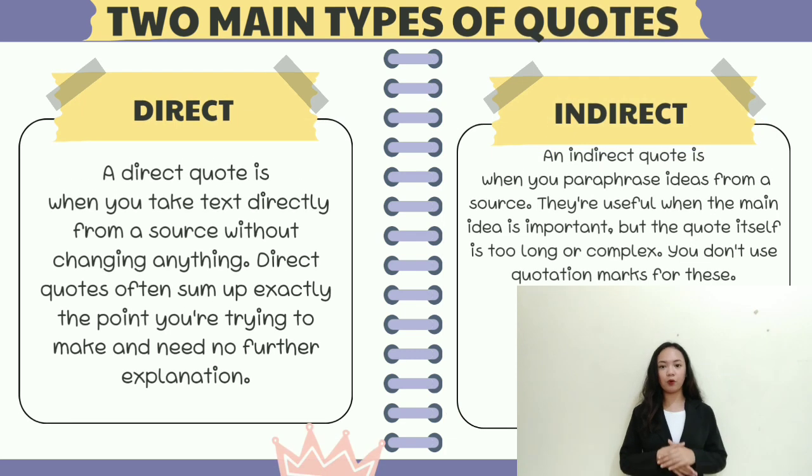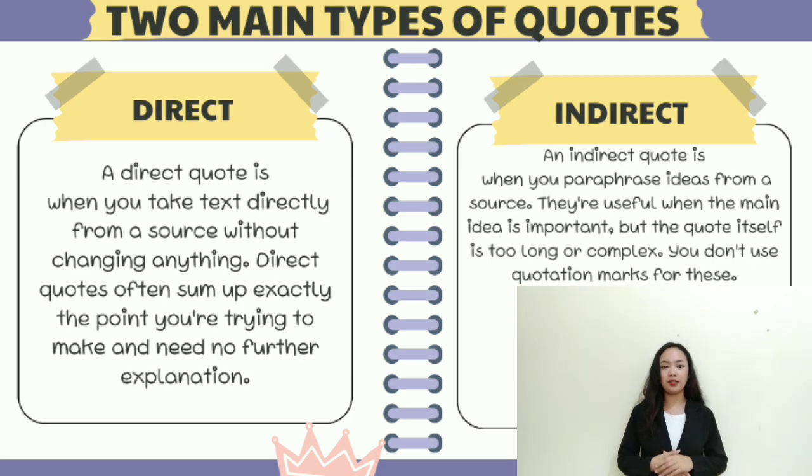Two main types of quotes: direct and indirect. Direct: a direct quote is when you take text directly from a source without changing anything. Direct quotes often sum up exactly the point you're trying to make and need no further explanation. Example, direct is when you research an idea, then you paste it in your own paper and use it for your own cause. Indirect: an indirect quote is when you paraphrase ideas from a source.